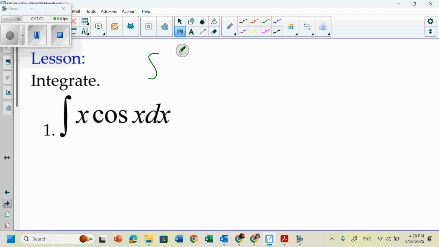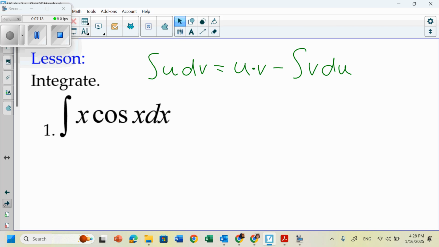And here's what you're going to remind yourself. What is going to be easier to take the derivative of, and what's going to be easier to take the integral of? That's how you're going to decide which one's which. What's easier to take the derivative of, and what's easier to take the integral of. And sometimes one is easier than the other. And sometimes they both work and sometimes they don't.